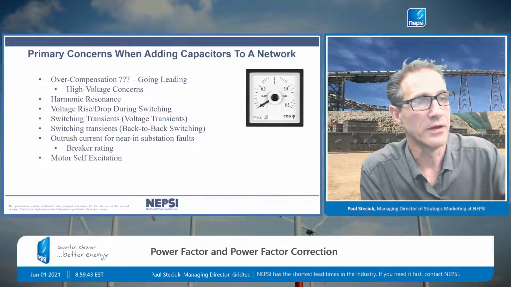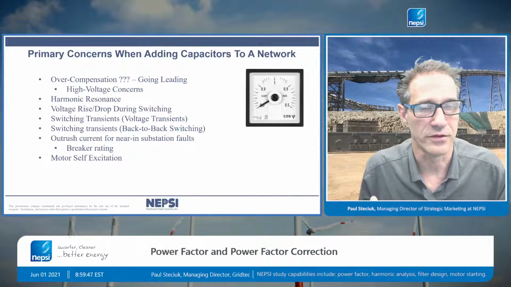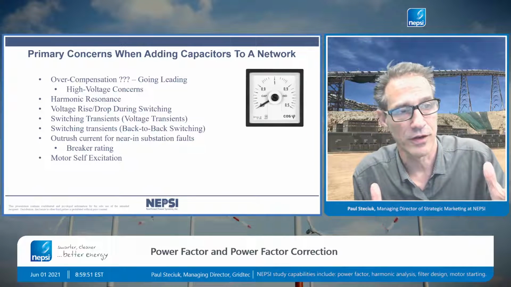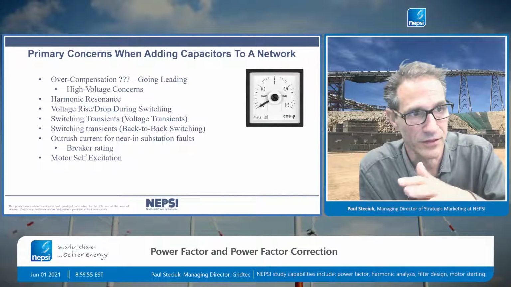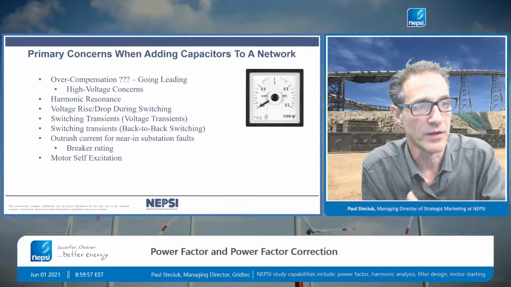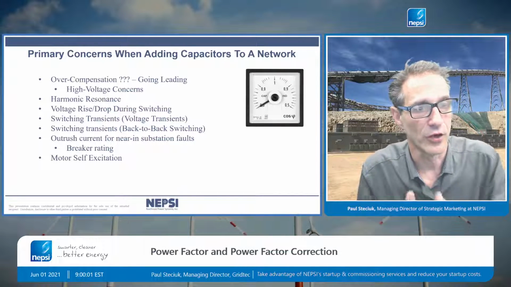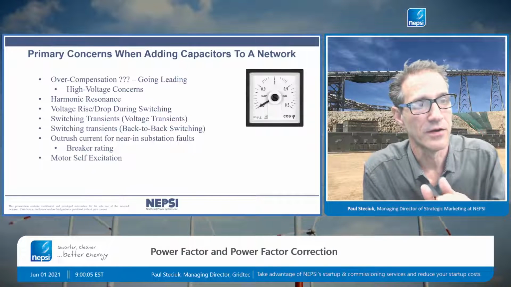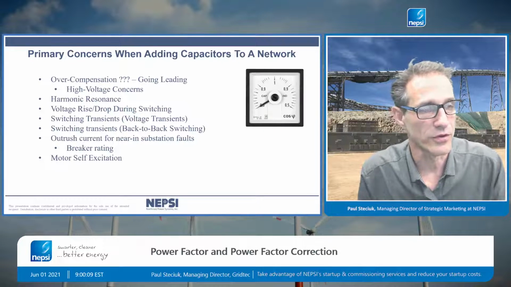So say I need 15 megavars for a system. The question is, can I switch all 15 megavars on at once, or do I need to break the 15 megavars up into, say, 3 steps of 5 megavars? The primary criteria for determining how many steps to break it into, one of those is 3% voltage rise. I want to make sure I don't have more than 3% voltage rise.